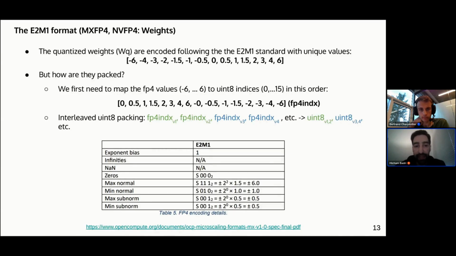And the packing is basically just interleaved packing. So that means just successive values are packed. Every 2 successive values are packed as uint8. So pretty standard, everyone is using this interleaved packing. There's nothing out of order here. It's just that there are these 2 steps: first mapping to indices, and then you do the bit packing. And the bit packing is regular bit packing. It's nothing crazy.